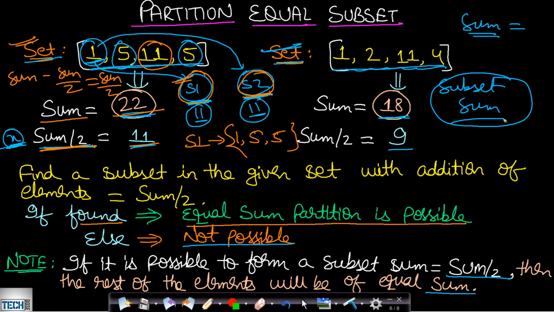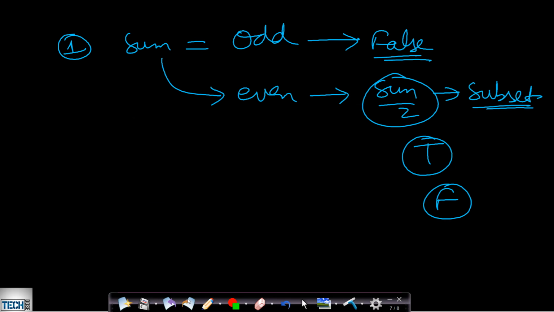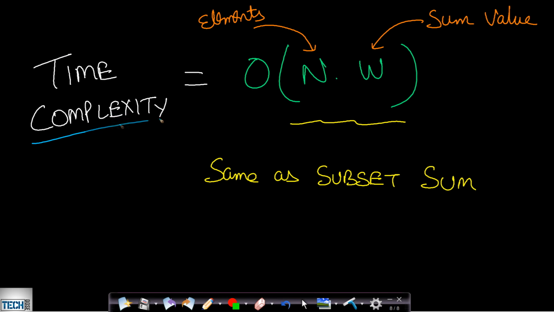So the subset sum problem was already explained in my previous video, and the link for that will be present in the description below. You can check that out. So the time complexity will be the same as the subset sum problem, which is order of n into w, which is the time to parse the entire table only once. So let us now look at the code.